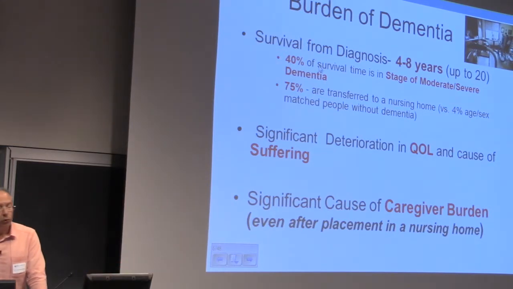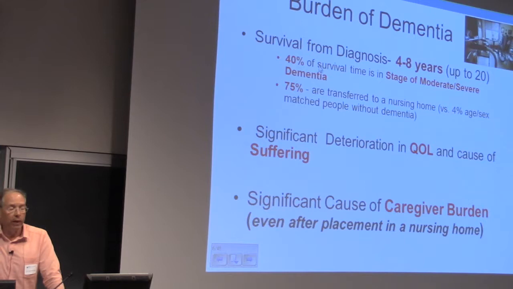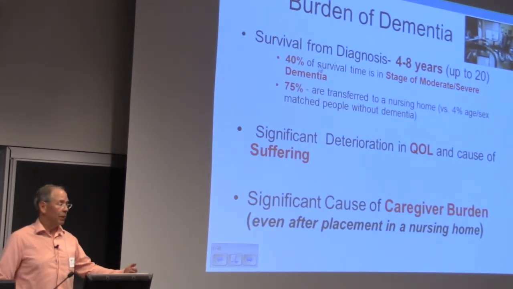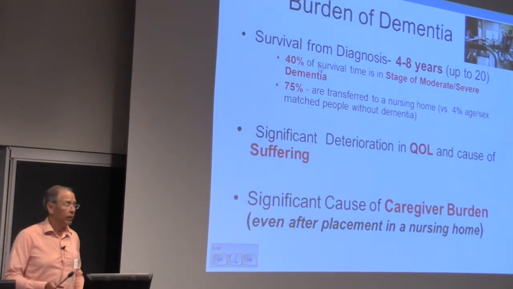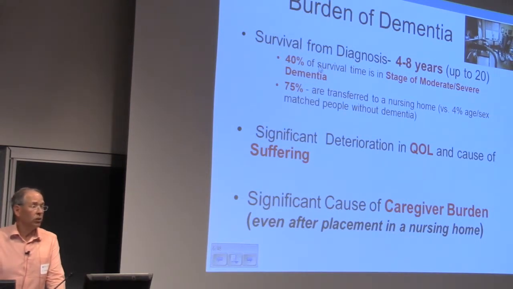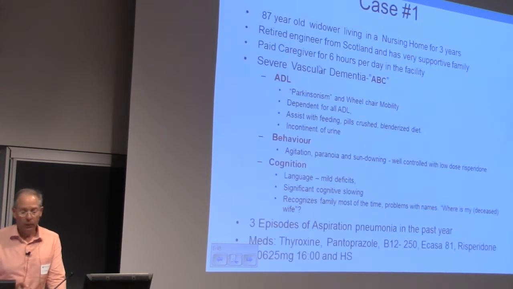And we know that unfortunately 40% of survival time is in the moderate and severe stages of dementia, when people are really severely affected with this disease. And that 75% of people, if they survive into moderate and severe dementia, are going to end up in residential care. And we know that there's a significant deterioration in quality of life with dementia, and it's a major cause of day-to-day suffering for these people, for their families, and for the people around them.